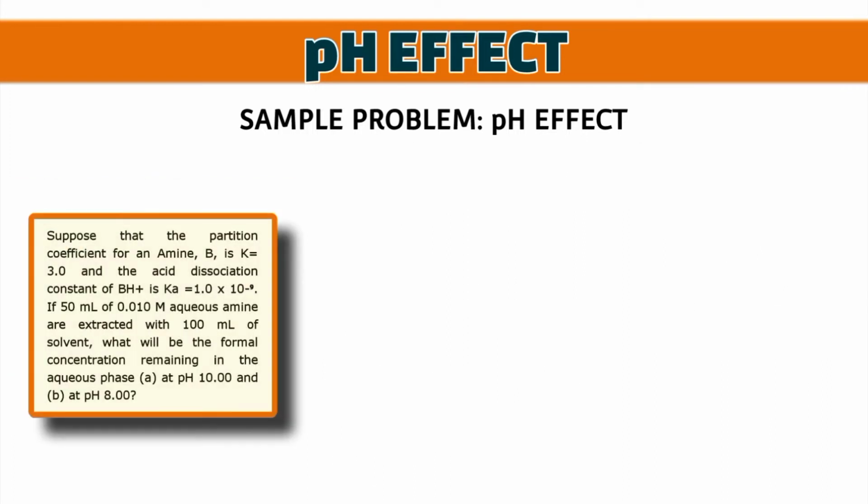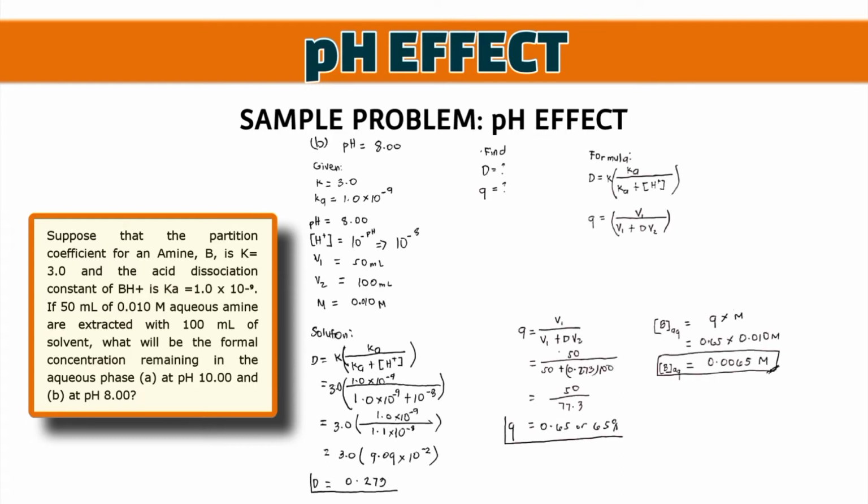Now we can solve for the letter B. First, write all the given values. K is equal to 3, Ka is equal to 1.0 times 10 raised to the negative 9, pH is equal to 8, H positive is equal to 10 raised to the negative 8, V1 is 50 ml, V2 is 100 ml, and the number of moles of amine is 0.010. Solve for D, the distribution coefficient, using this formula.